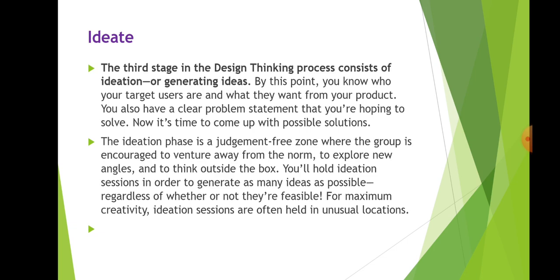The next stage is ideation. The third stage in the design thinking process consists of ideation, or generating ideas. By this point, you know who your target users are and what they want from your product. You also have a clear problem statement that you are hoping to solve. Now it's time to come up with possible solutions.